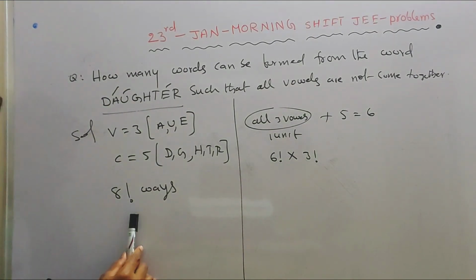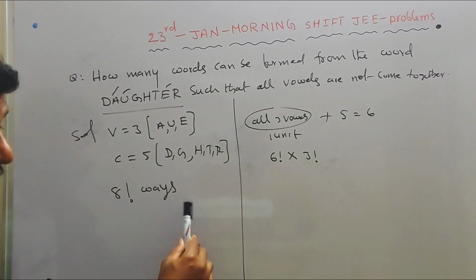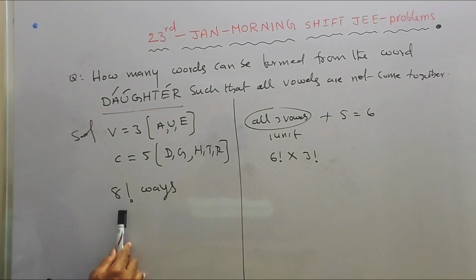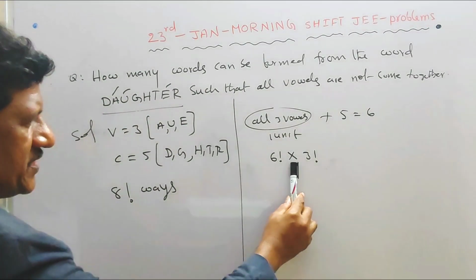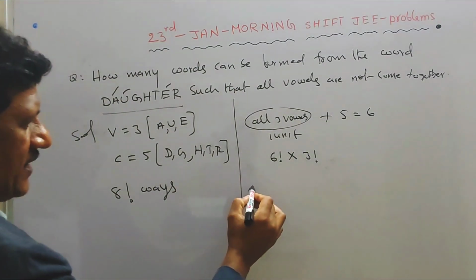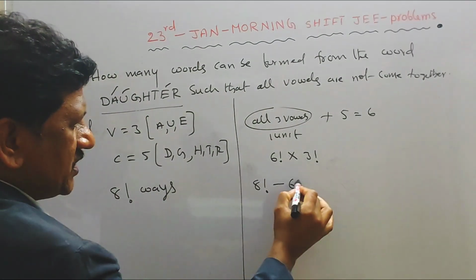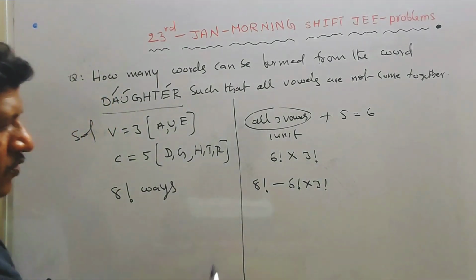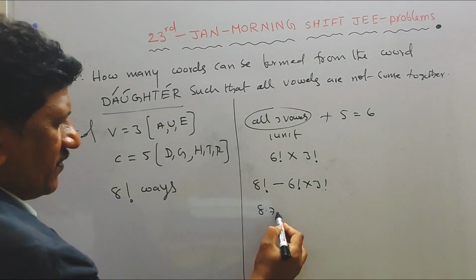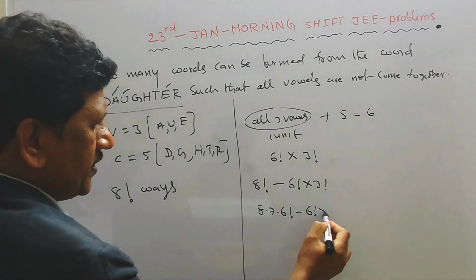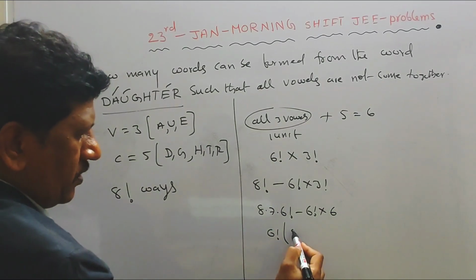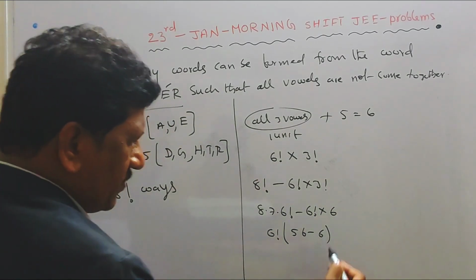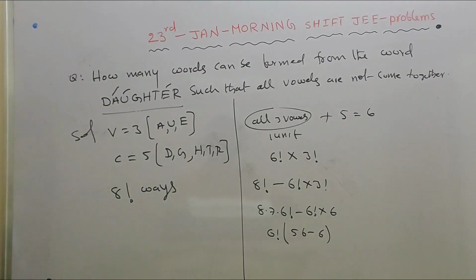So this total answer is the combination of wanted permutations plus unwanted permutations. So these are the unwanted permutations. Subtract these unwanted permutations from this total answer. Okay, so our answer is 8 factorial minus 6 factorial into 3 factorial. We can write 8 factorial as 8 into 7 into 6 factorial, minus 6 factorial into 6. Okay, we can take 6 factorial common, then you will get 56 minus 6. So after simplification, you will get the required answer.